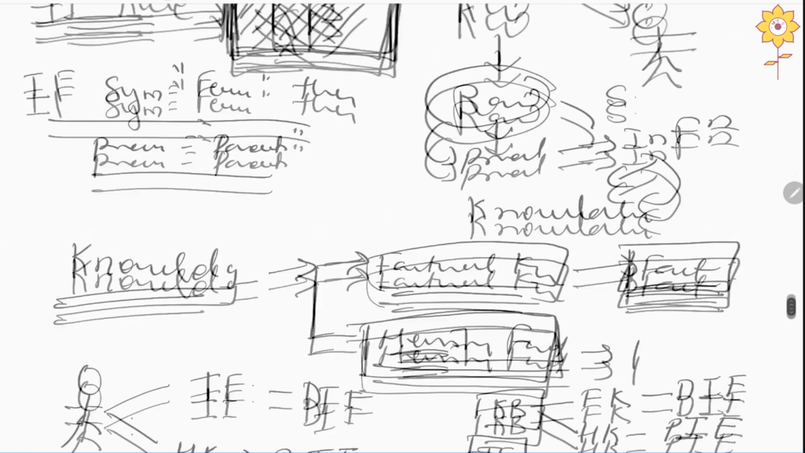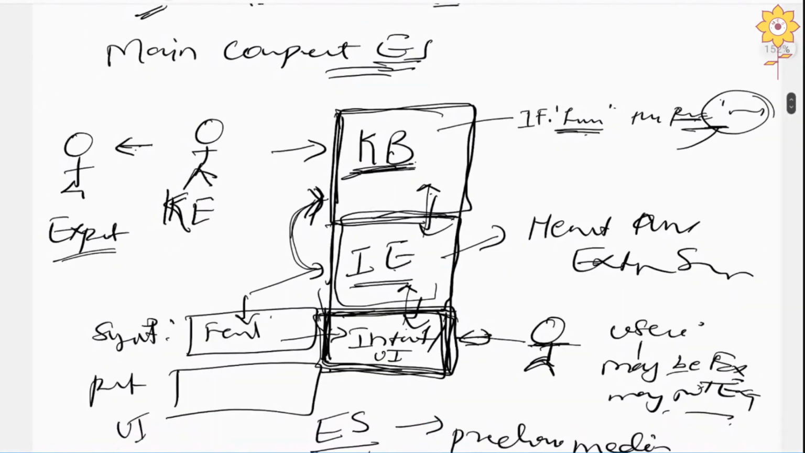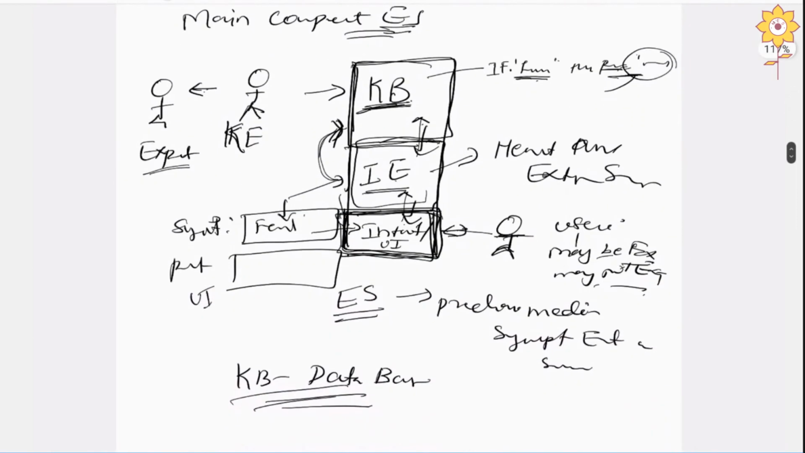So this is the basic idea about what an expert system is, what the main components of an expert system are, and how it works.